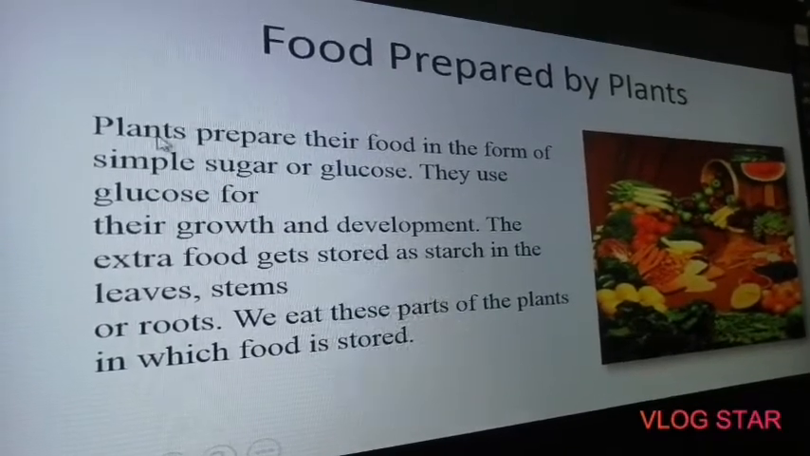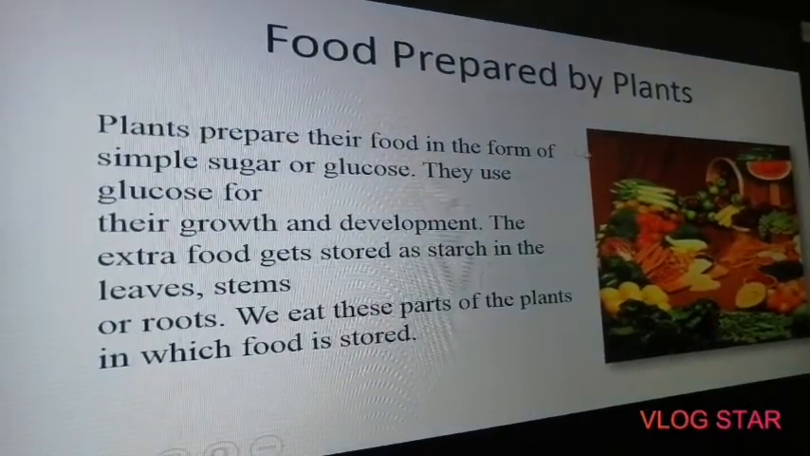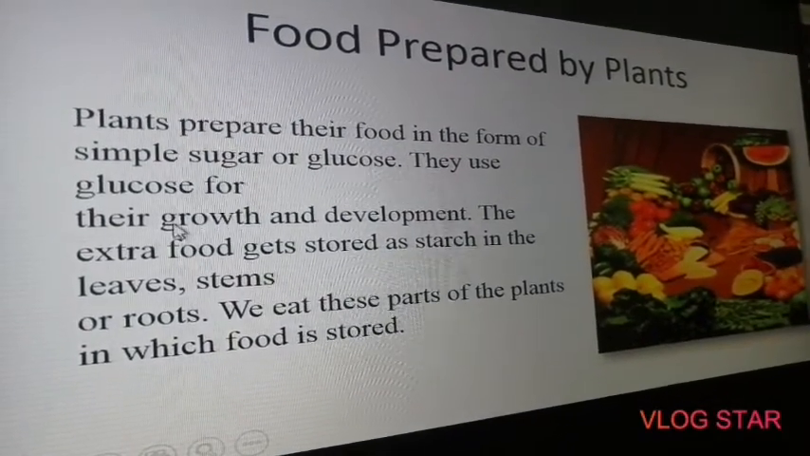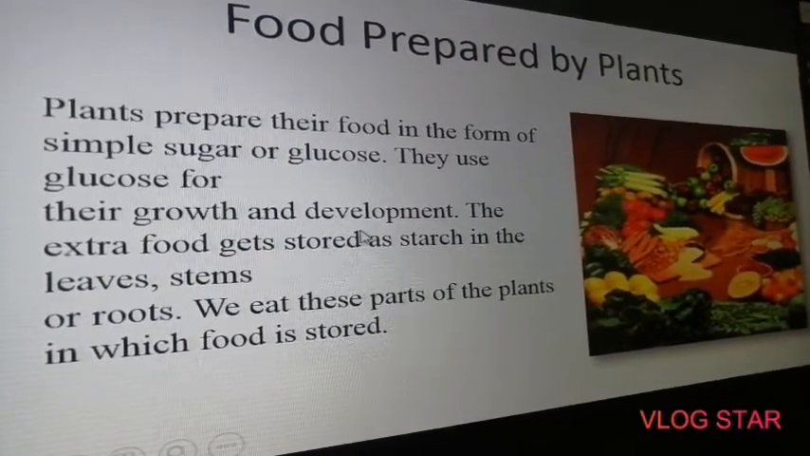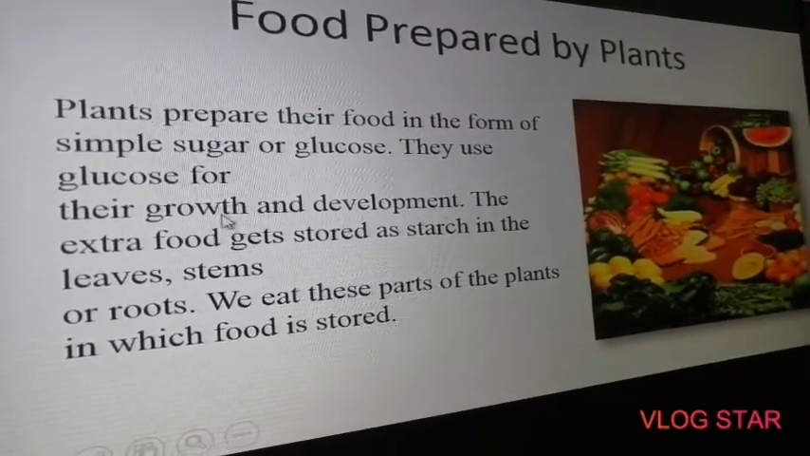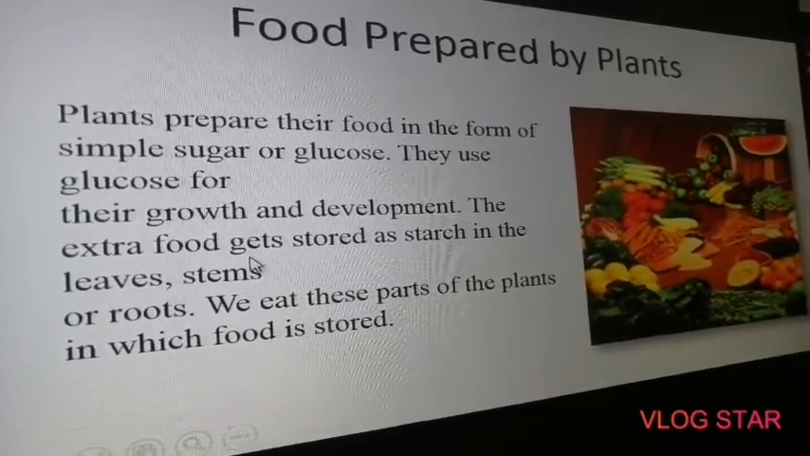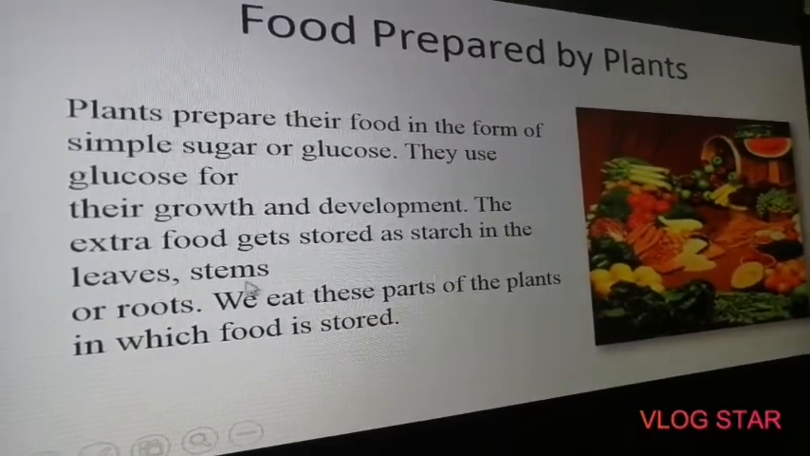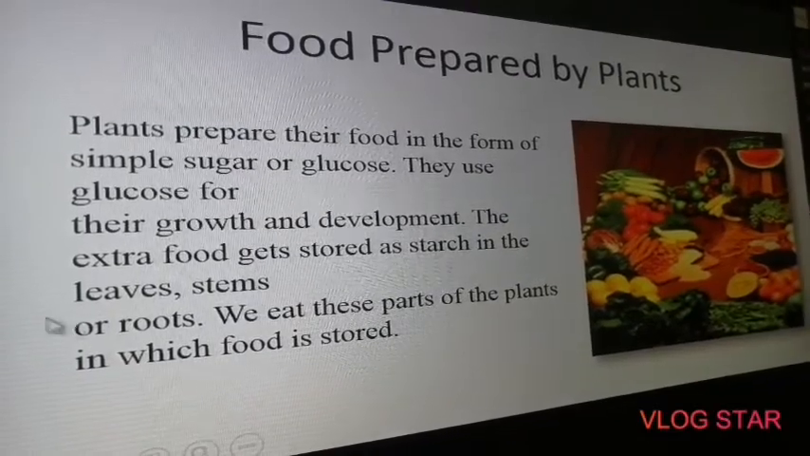Now we saw that the leaves prepare food for the plants. So now let's read this. Plants prepare their food in the form of simple sugar or glucose. They use glucose for their growth and development. As we all know, we also need nutrients to grow. In the same way, the plants also need nutrients to grow. So they also grow. The extra food gets stored as starch in the leaves.